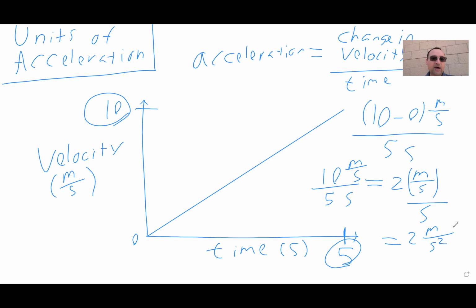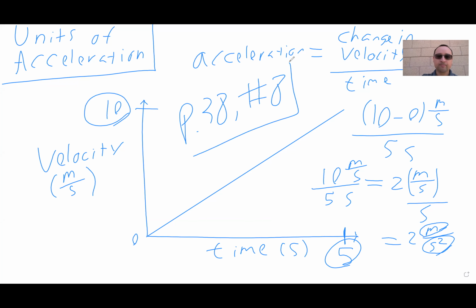So any acceleration unit will be composed of a distance unit on top and then 2 time units in the denominator, okay? So a distance unit in the numerator and 2 time units in the denominator. Okay, so please try page 38, number 8, okay? That's what you're up to. Good luck, and then come on back. All right, so I'm gonna clear this guy off.